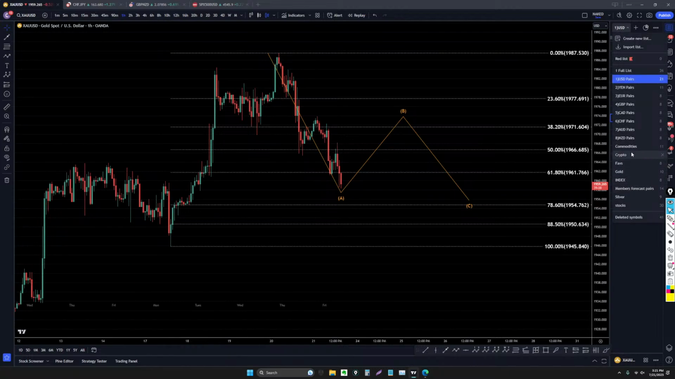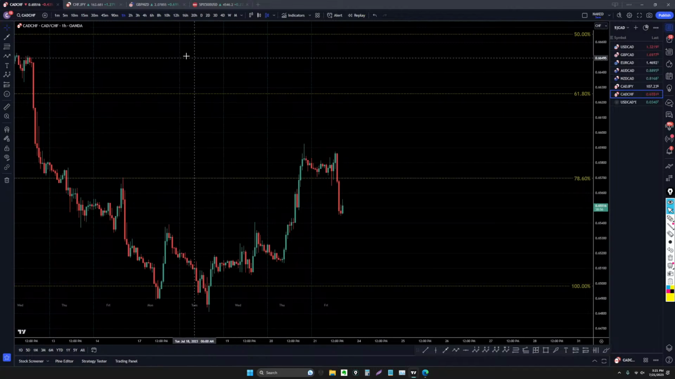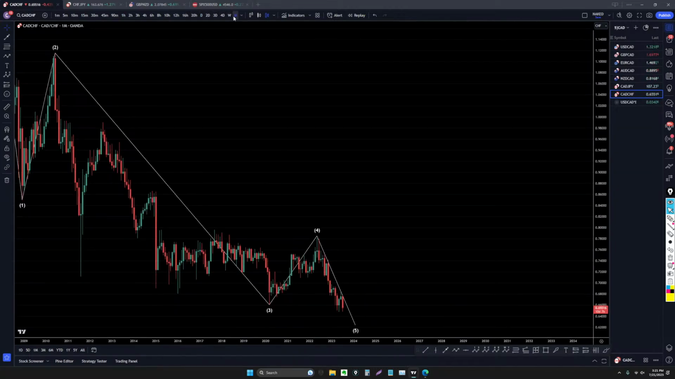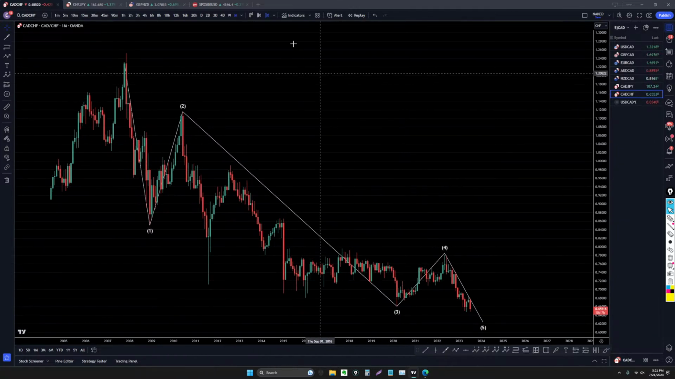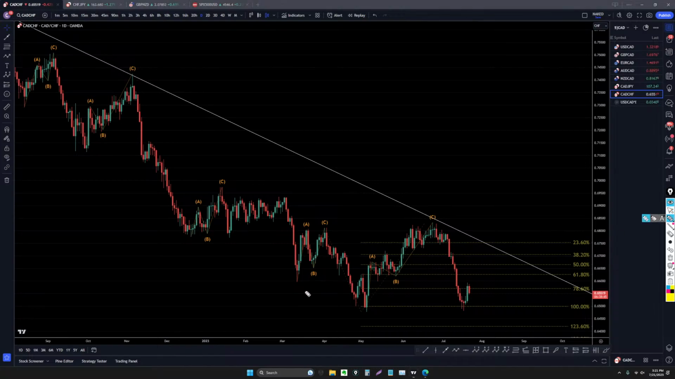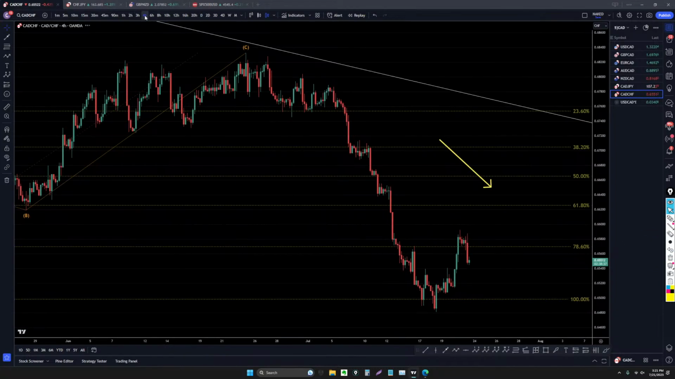Let's see, what's the Canadian Swiss up to? Kind of looks like it's in a wave 5 on the monthly, but it doesn't look like it's over yet. This definitely looks to me like a 3, 4, 5 right here. It may be getting really close to ending. It kind of looks to me like it's in a wave 4.